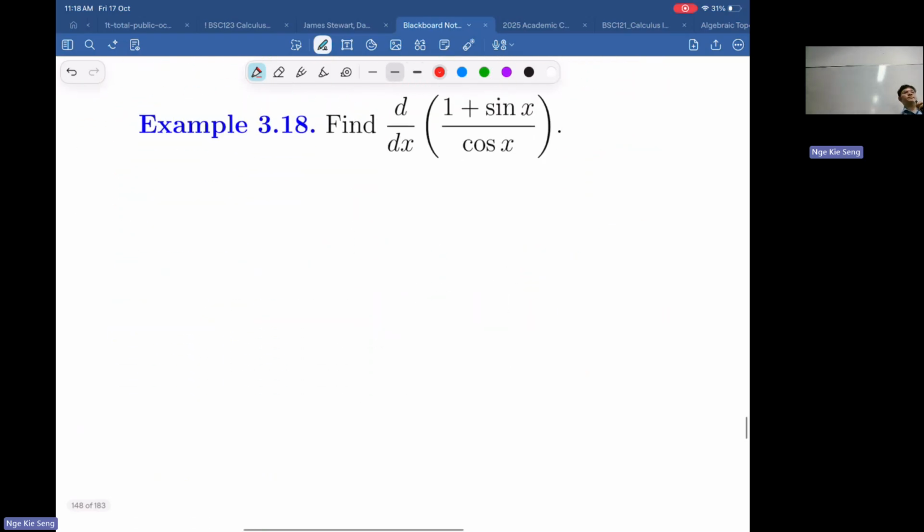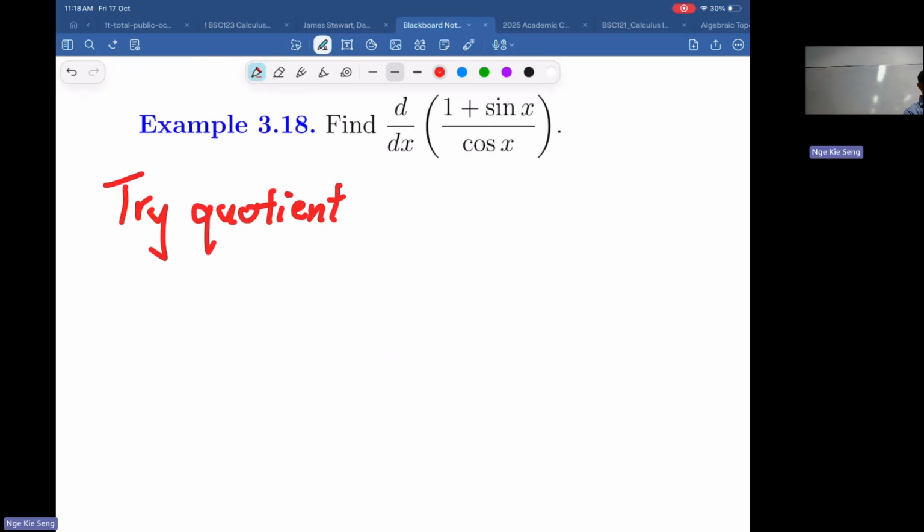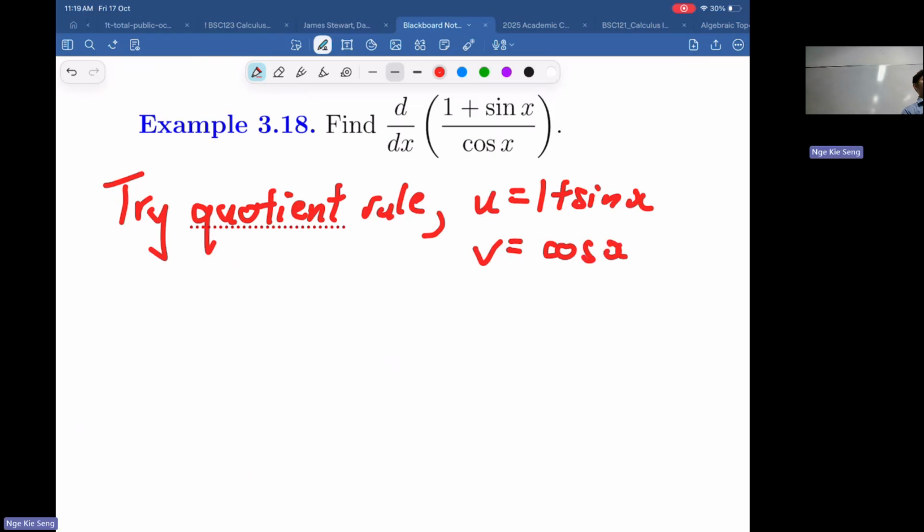How about this? What to use? You see a quotient, so you want to try the quotient rule. If you use the quotient rule, what's your u? What's your v? u is the numerator, and v is the denominator. Then you need to get your u prime, your v prime, and your v squared, and then put them together. Can you try another way to do this question?